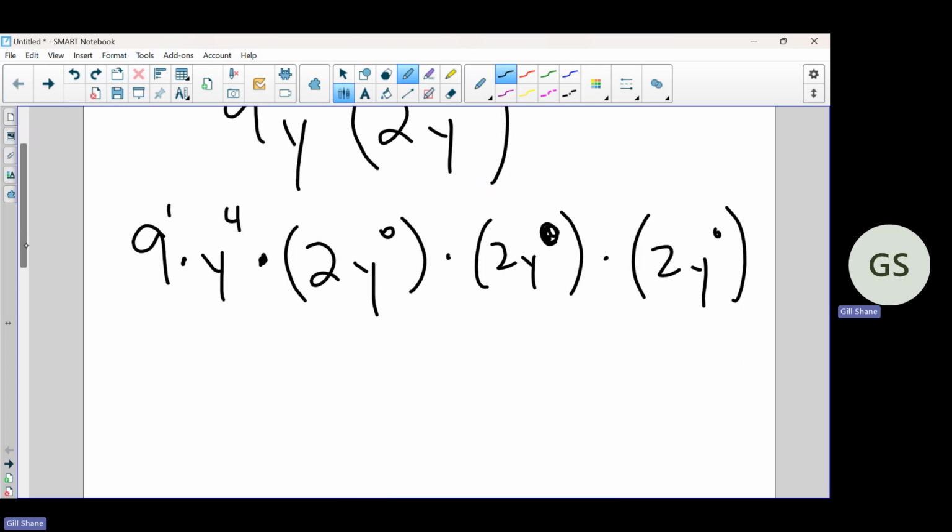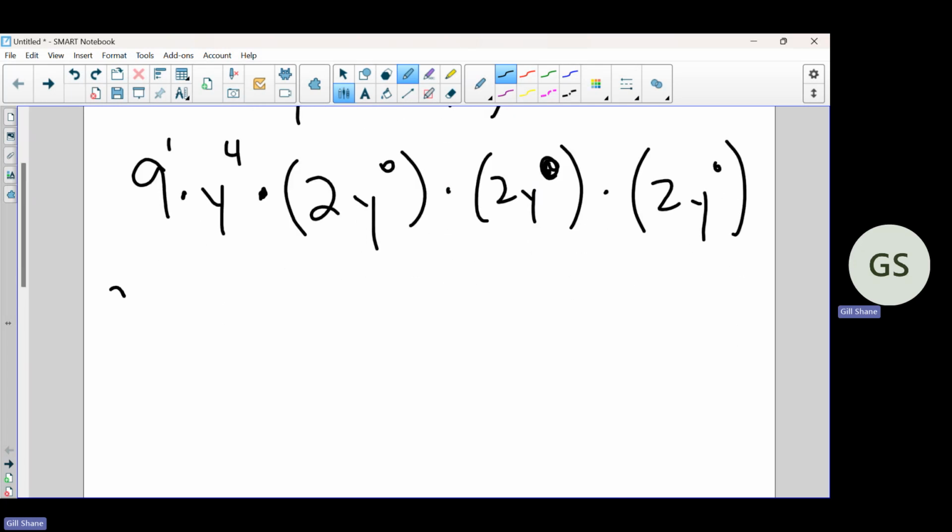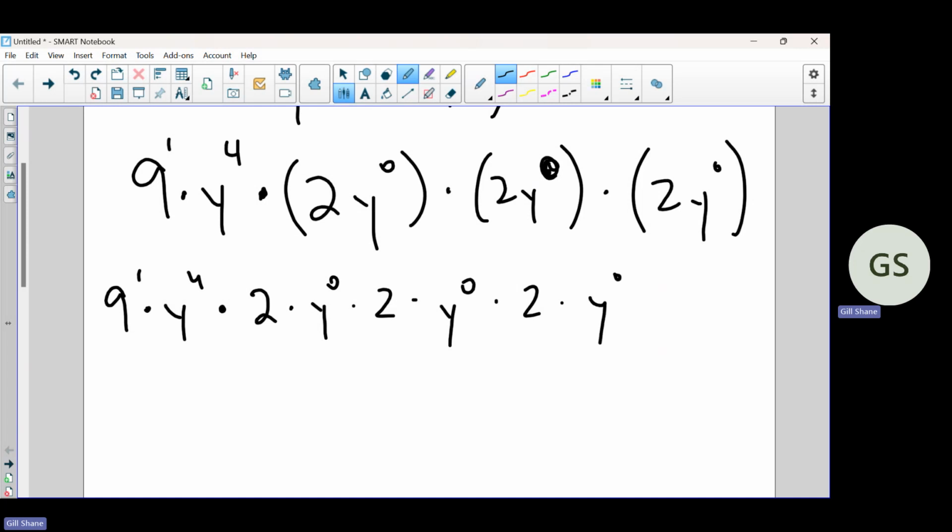Now I'm even going to break that out again, just to make sure that we're getting it. So now this, I really don't need the parentheses, is 2 times y to the 0 times 2 times y to the 0 times 2. Nobody did this, by the way, on the quiz. And pretty much everybody missed this problem. I think everybody did miss it. Y to the 0.